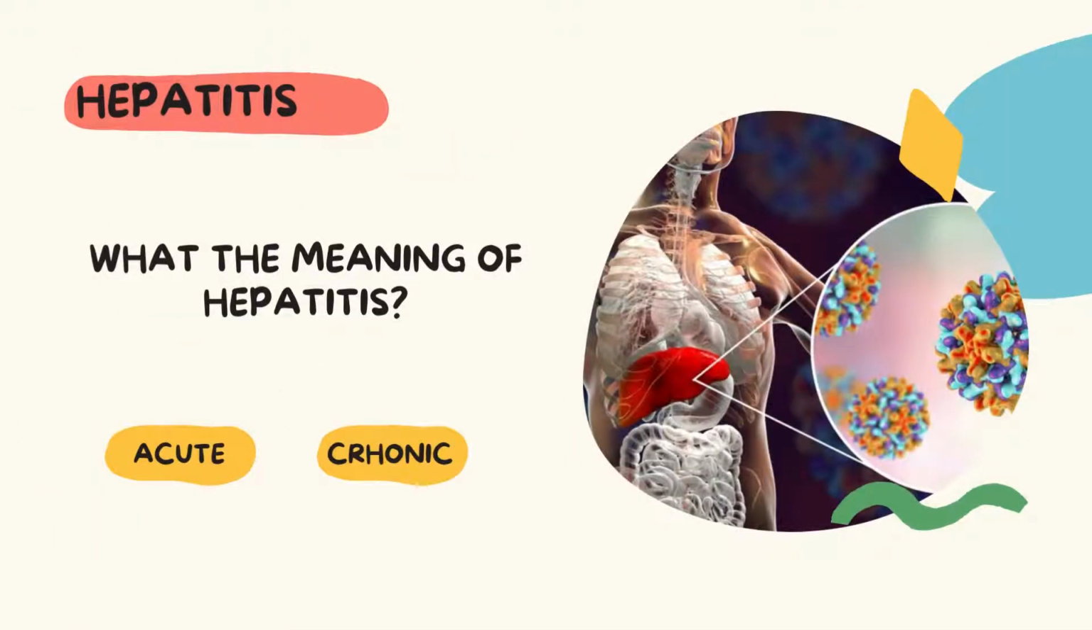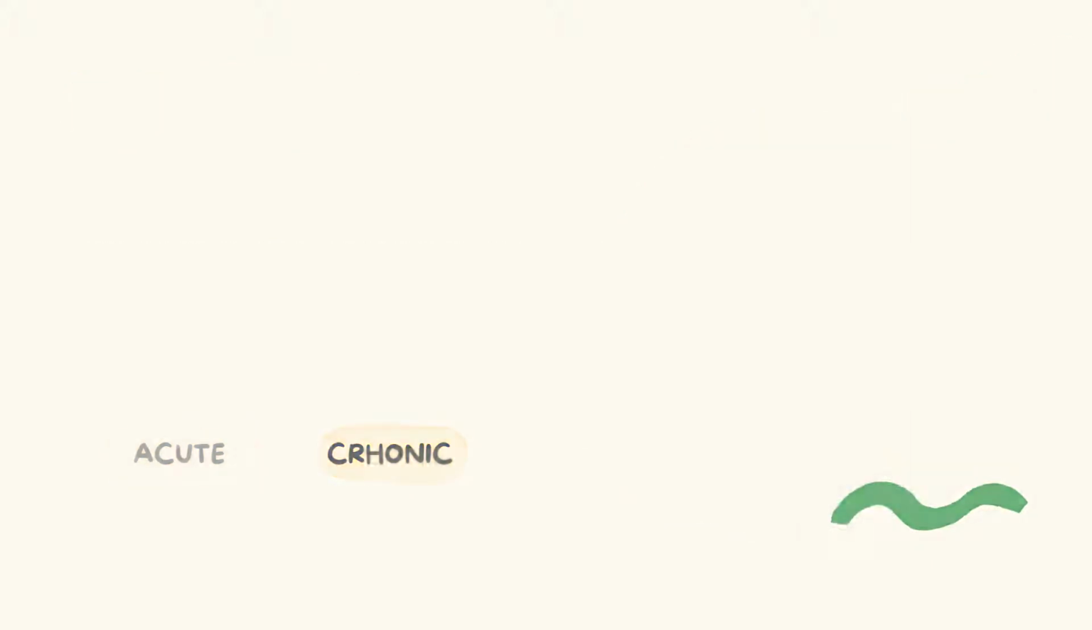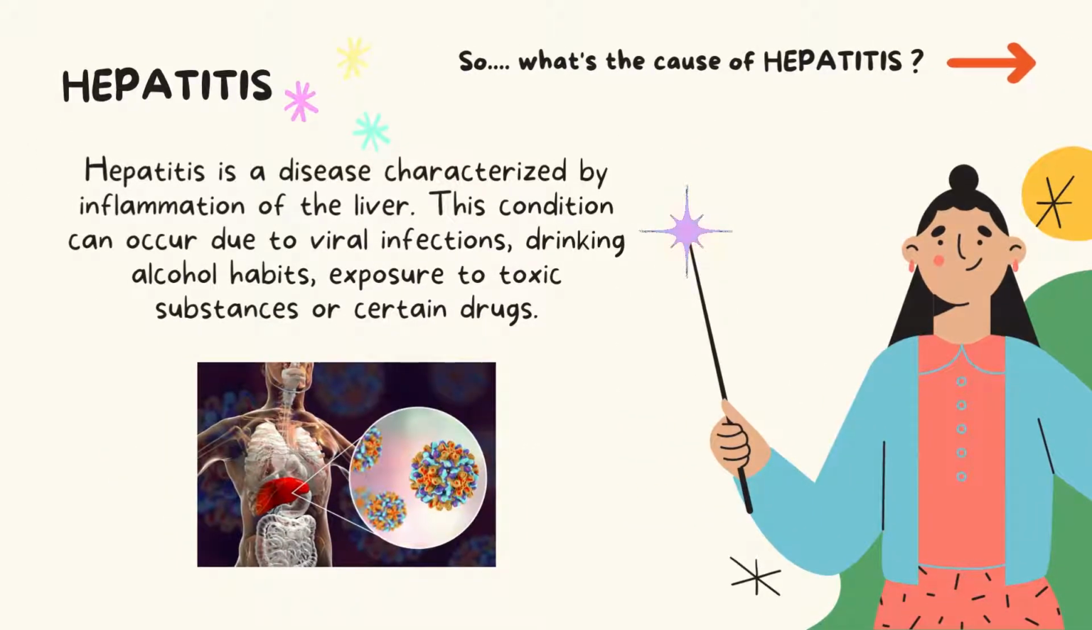What's the meaning of hepatitis? Hepatitis is a disease characterized by inflammation of the liver. This condition can occur due to viral infection, drinking alcohol habits, exposure to toxic substances, or certain drugs. The type is divided into two based on its nature, namely acute and chronic. Acute hepatitis occurs suddenly over a short period of time, while chronic hepatitis develops slowly and is a long-term condition.